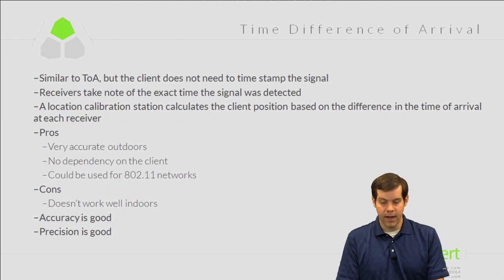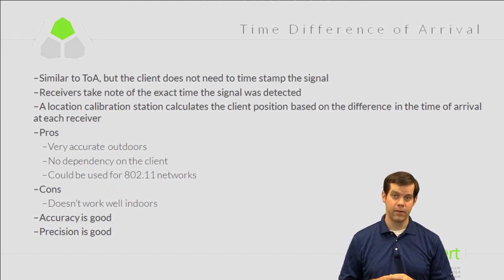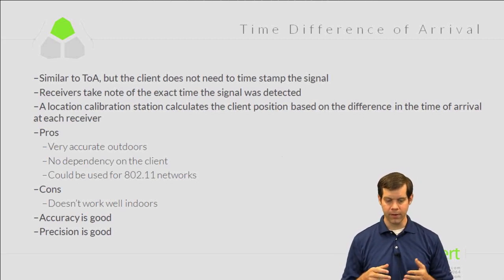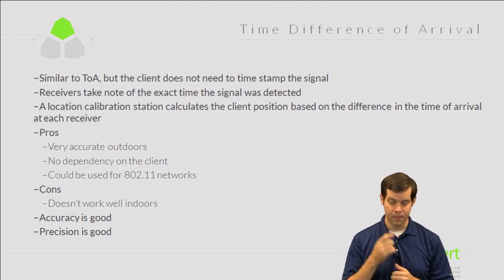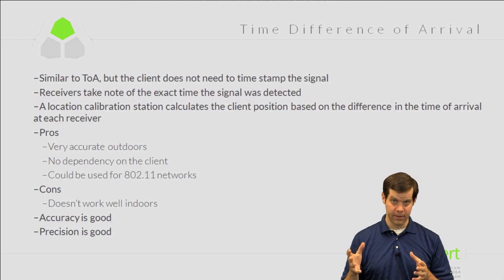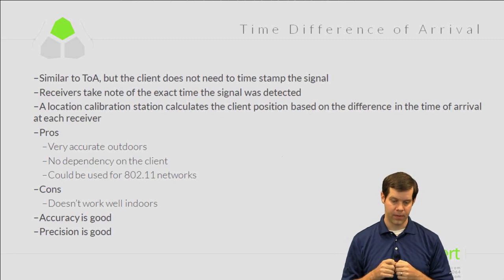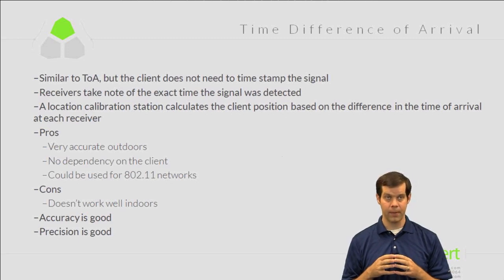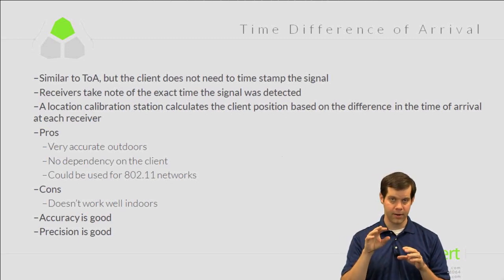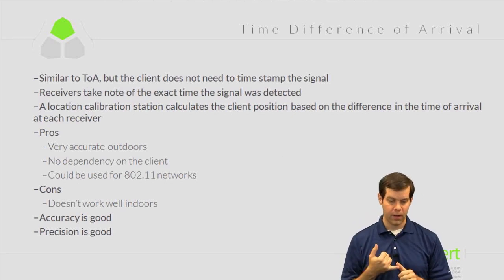And the last method is time difference of arrival. So very similar to the time of arrival. The difference here is that the client itself doesn't need to be synchronized, doesn't have a synchronized clock. So it's not actually time stamping its packets. So the way it works is the client sends some sort of a packet, and the receivers are all synced up to the same clock. So the receivers, or the APs that receive the signal, they take note of the time that they received it. They send all this information out to some server, and the server will do some sort of complex calculations to figure out, okay, based off of when all of these APs heard it, it's probably here. So pros, very accurate outdoors.